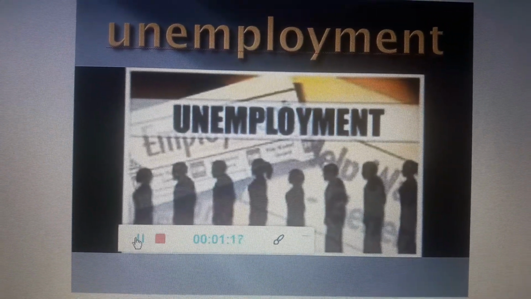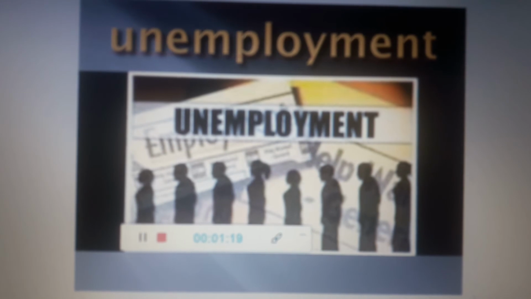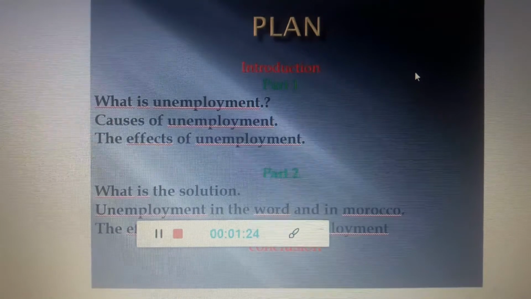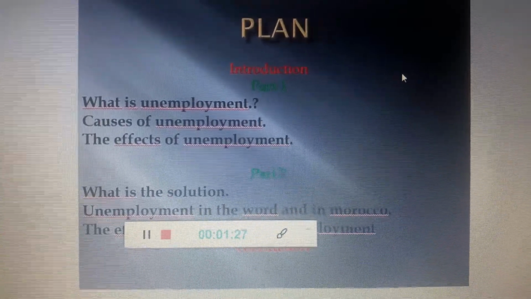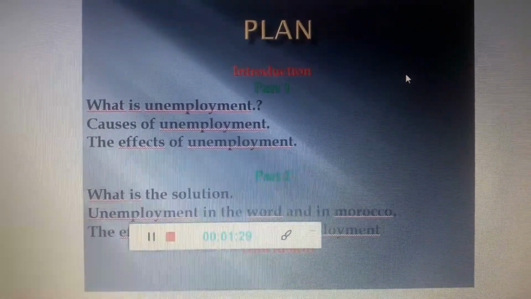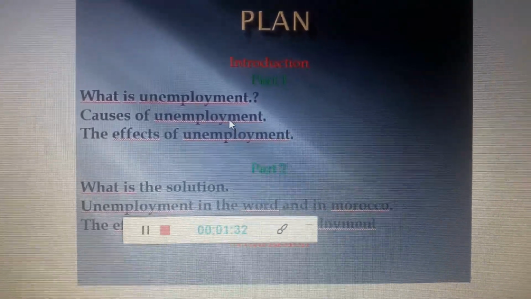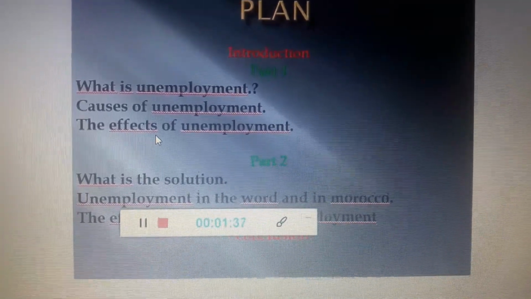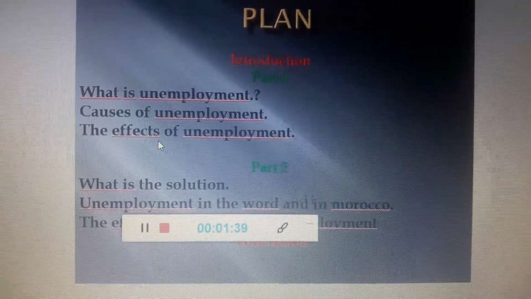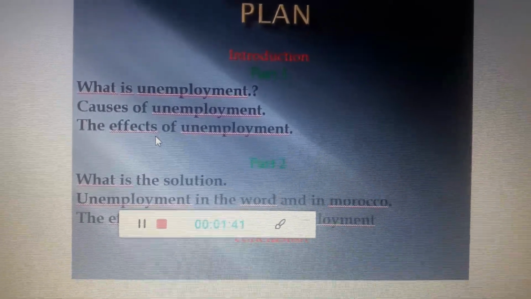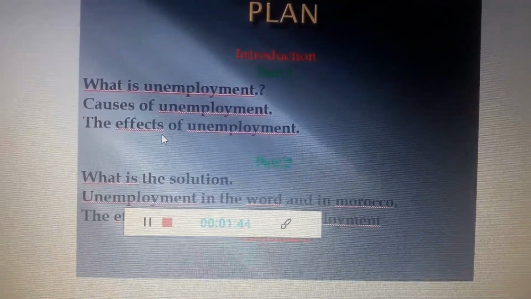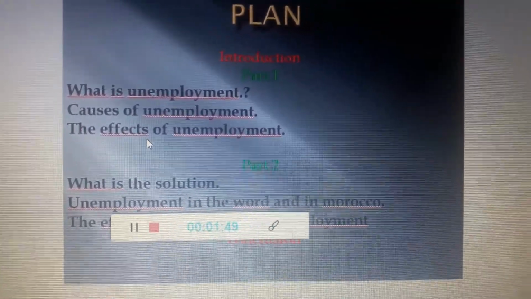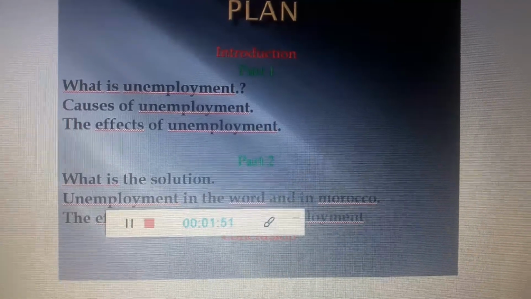We will now talk about the plan. First, I will introduce the subject, and we will talk about two parts. The first part is what is unemployment, the causes of unemployment, and the effects of unemployment. In part two, we will talk about the solutions, and unemployment in the world and in Morocco. We will talk about some data and the effect of COVID-19 on unemployment.